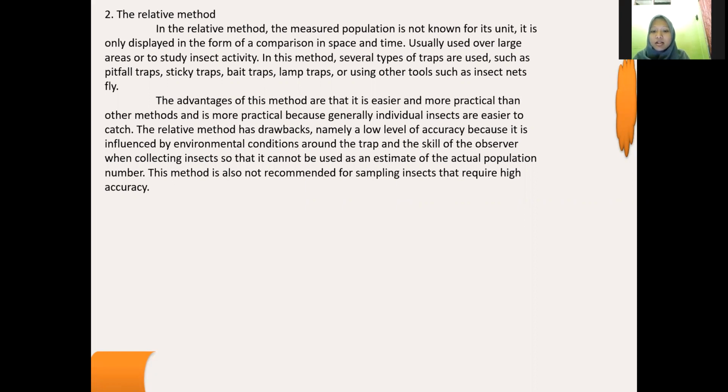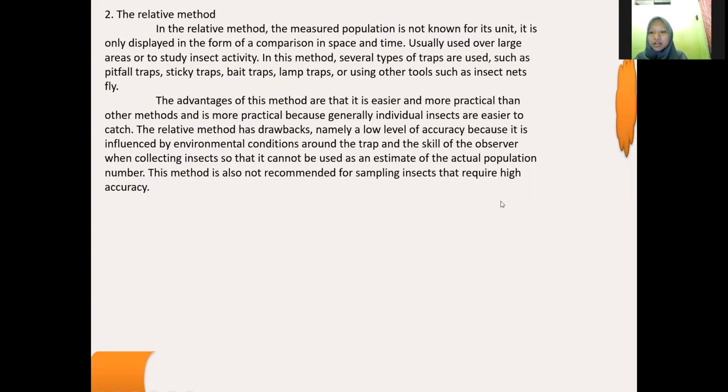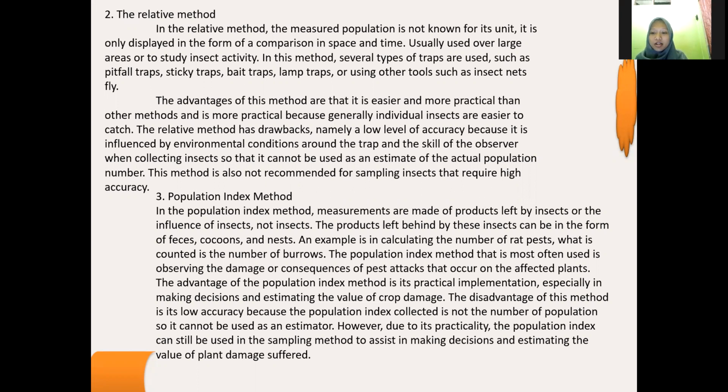The second method is the relative method. In the relative method, the measured population is not known for its unit. It is only displayed in the form of a comparison in space and time, usually used over large areas or to study insect activity. In this method, several types of traps are used, such as pitfall traps, sticky traps, light traps, lamp traps, or other tools such as insect nets. The advantage of these methods is that they are easier and more practical than other methods, because generally individual insects are easier to catch.